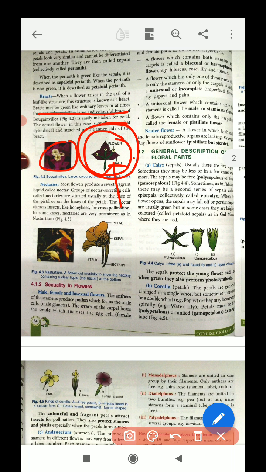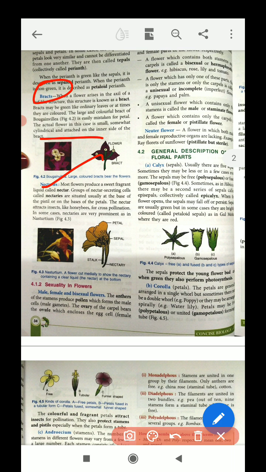There is some special name, and different types of flowers are there. But in general, students, in 90% of cases you can see there are sepals and petals, or you can say there is calyx and corolla and androecium and gynoecium. So just remember the definition of bracts and an example. Similarly, nectar is sometimes asked to be explained, along with bracts.